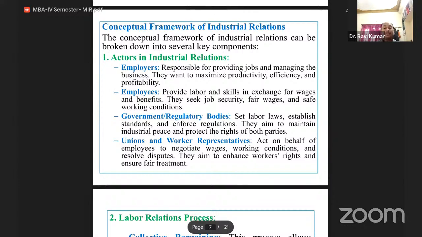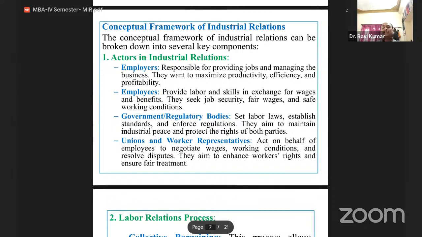Not only is he providing a job, he is also managing the business. They want to maximize productivity, efficiency, and profitability. Yes, employers always look at how to maximize their profits in terms of sales value or production, and do it efficiently. That means they try to maintain the quality of the product for the long term. That means durability, or stability in the market.